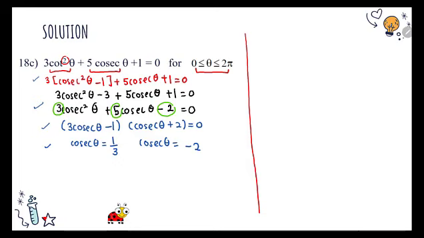Now let's start with cosecant theta equals to 1 over 3. Now we know that we cannot find cosecant using the calculator, but we know cosecant is 1 over sine. So we can change this to 1 over sine theta equals to 1 over 3. Therefore, sine theta equals to 3. Okay, so that's how we try to solve for cosecant theta equals to 1 over 3.